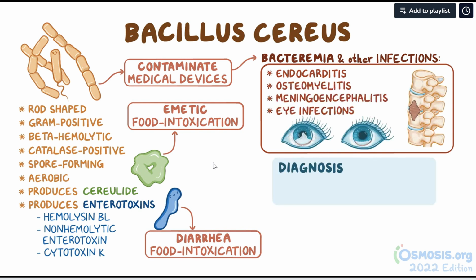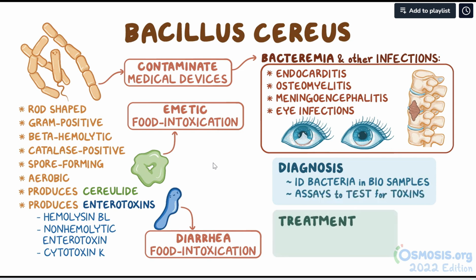Diagnosis of B. cereus infections relies on identifying the bacteria in biological samples, or using assays to test for the presence of its toxins. Treating B. cereus infections mainly consists of supportive care in cases of food intoxication, but for systemic infections, antibiotics like vancomycin are used.